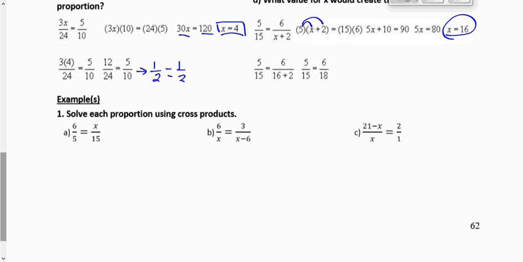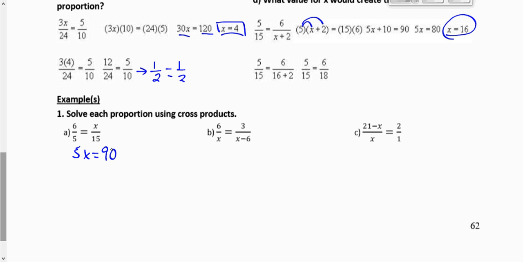What is it? X equals 18. Yeah, I got it too. How many got x equals 18? How did we get it? Well, what'd you do? 5 times x, cross multiply. No, I got the answer, but how did you get the answer? What's 6 times 15? 90.